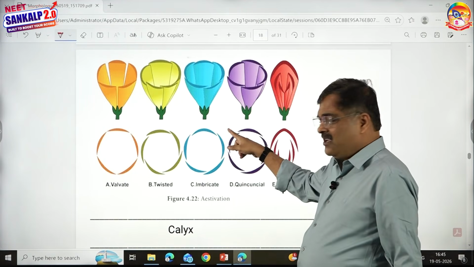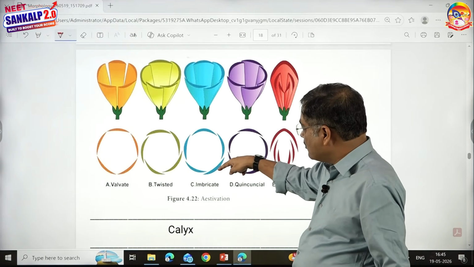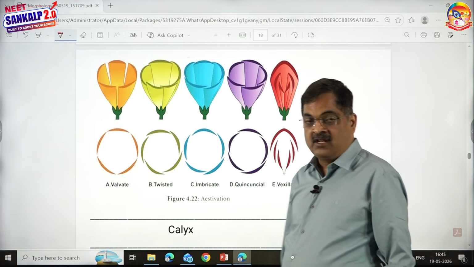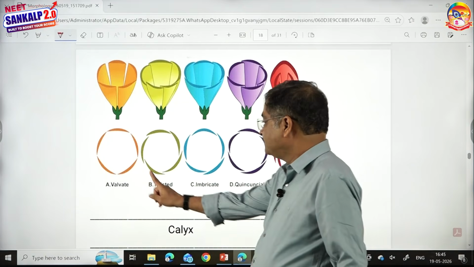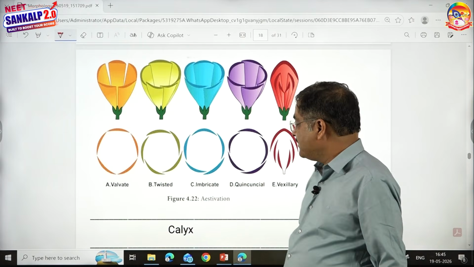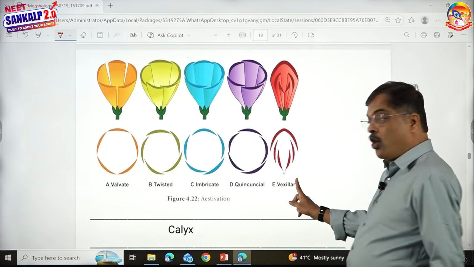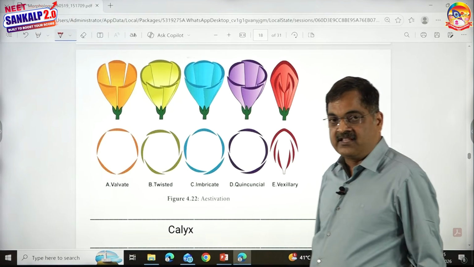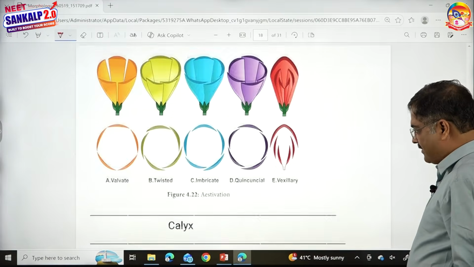Then in imbricate, here there is no regular overlapping of petals. Of course, you could see one petal is completely outside, other is completely inside. Overlapping is not regular. Such type of aestivation is called imbricate aestivation. Cassia and Gulmohar are examples for imbricate. Calotropis for valvate. China rose, cotton and lady's finger for twisted. Cassia and Gulmohar, no regular overlapping of petals, imbricate. Overlapping of petals is posterior-anterior. That is called vexillary. Example for vexillary is members of Fabaceae, pea plant. All right, Fabaceae members.